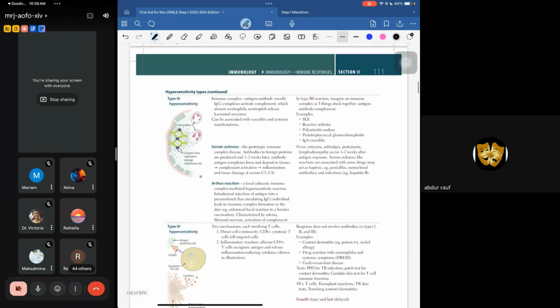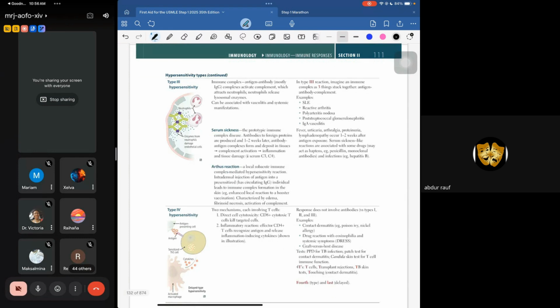Okay, so let's move forward, right? The next thing that we're going to do is serum sickness. Serum sickness is when you inject a vaccine or any foreign molecule, you're going to get antibodies against that foreign molecule, right? Then there's going to be antigen-antibody deposition, and with that you're going to get complement activation and inflammation. So you are going to get a fever, hives on the body, arthralgia, and proteinuria after all of those things, right?